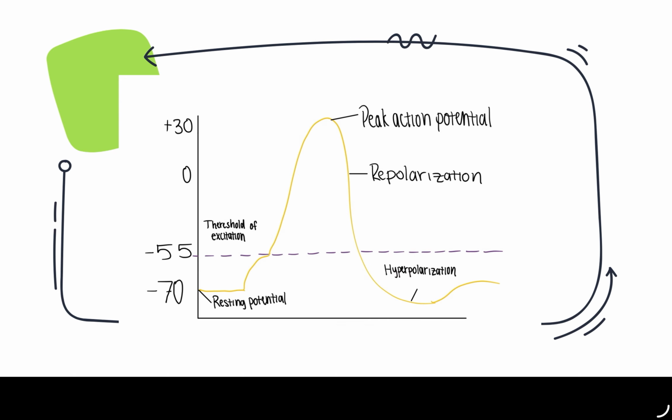Now we move to the action potential. The first phase is depolarization, where sodium channels open and sodium rushes into the cell, making it more positive. Next is repolarization, where potassium leaves the cell and the charge goes back down. Finally, hyperpolarization occurs, where the neuron becomes slightly more negative before returning to normal.